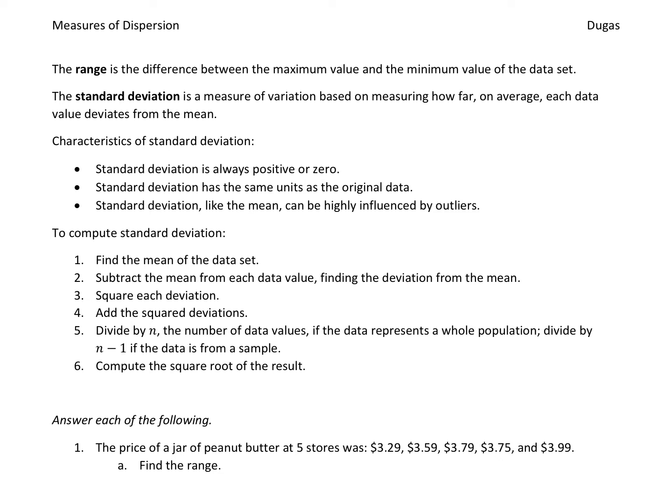Then number 4, you're going to add all those squared deviations together. Number 5, you're going to divide either by n or n minus 1. If you have the whole population, you're going to divide by n, which is the number of data values. If you have a sample, then you're going to divide by n minus 1. And then the last step is to square root that result. So let's try some of these.